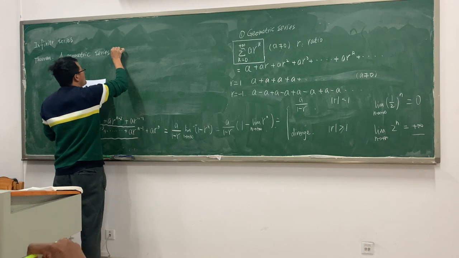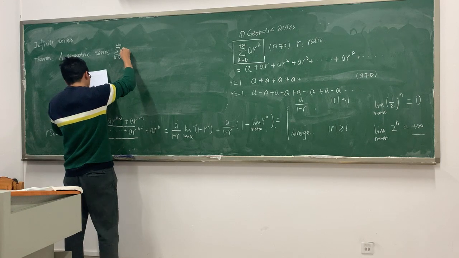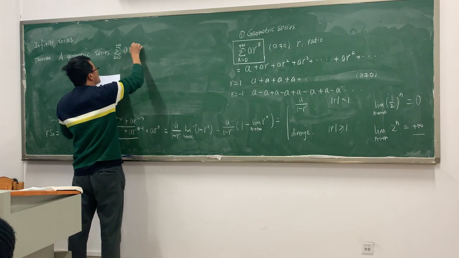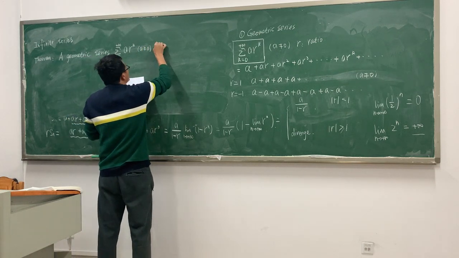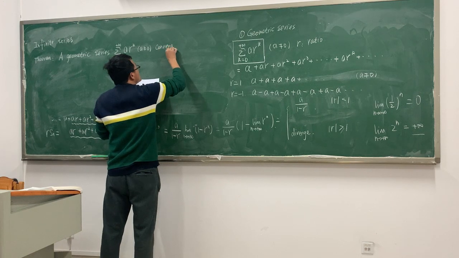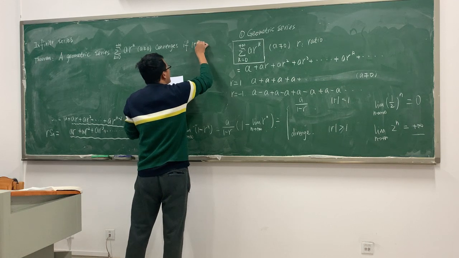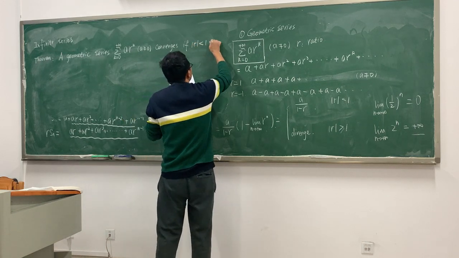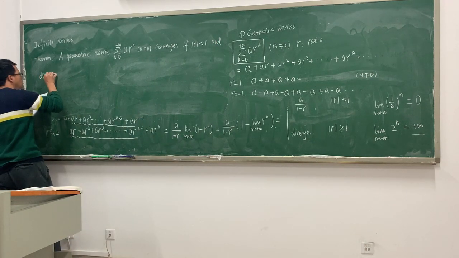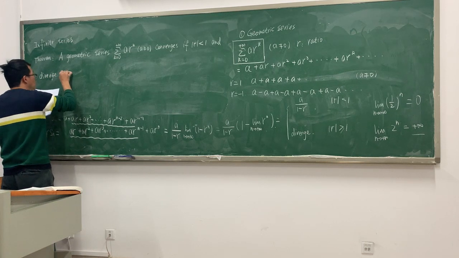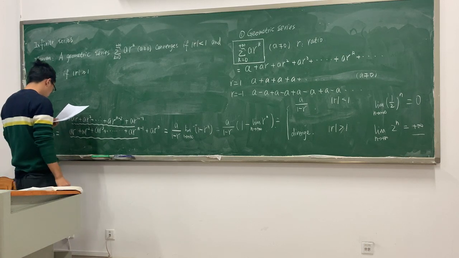The geometric series, sigma k runs from 0 to plus infinity, a r to the power k, with a not equal to 0. This series converges if the absolute value of r is less than 1, and diverges if the absolute value of r is greater than or equal to 1.